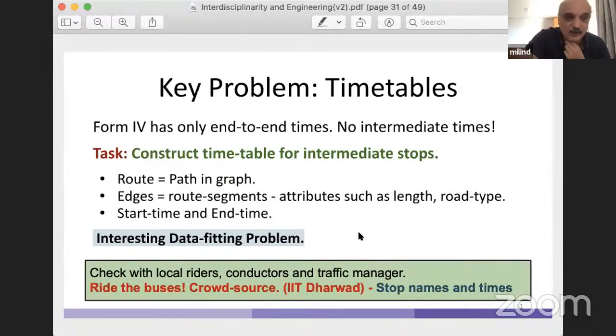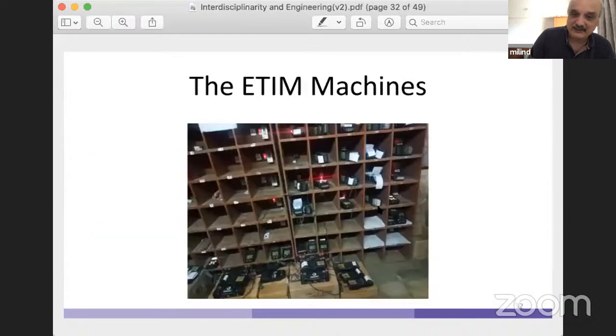Basically, given the end-to-end timings and the distances between, how do I attribute timings in the middle? That's an interesting data fitting problem. I think Abhiram Ranade, our colleague, has worked on it for the Mumbai Navigator. And in IIT Dharwad, students actually rode the bus and got the stop names and times. So once this data is aggregated, we can actually publish timetables, right?